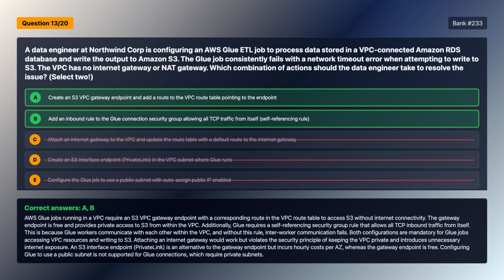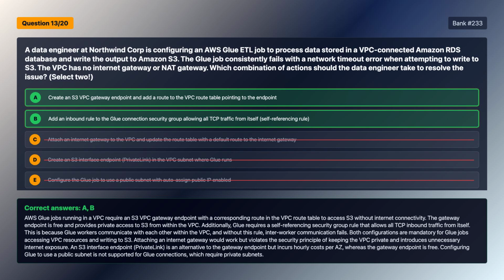Additionally, Glue requires a self-referencing security group rule that allows all TCP inbound traffic from itself. This is because Glue workers communicate with each other within the VPC, and without this rule, interworker communication fails. Both configurations are mandatory for Glue jobs accessing VPC resources and writing to S3.